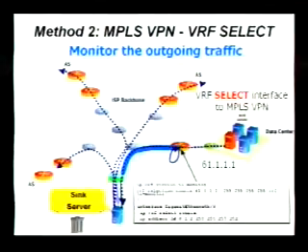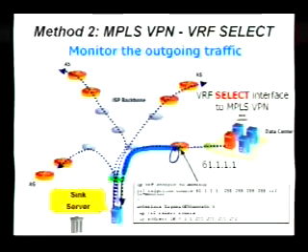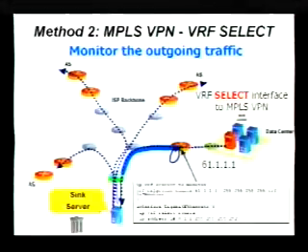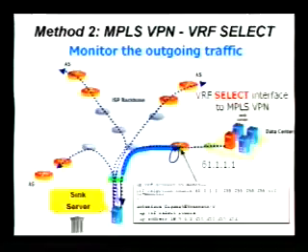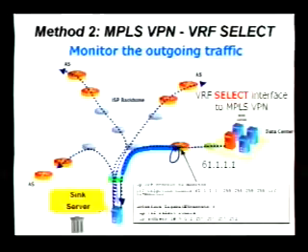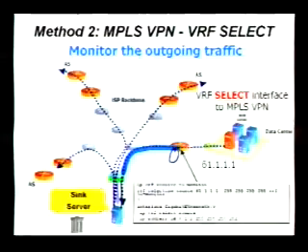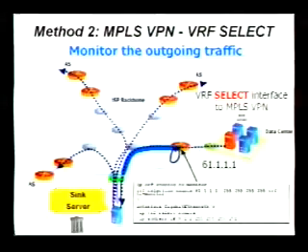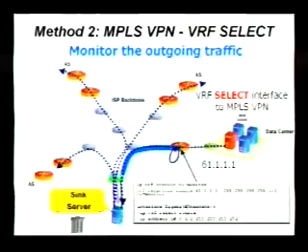The Cisco show command for this is described here. On the VRF, we tell it that we're going to do VRF select source, and then there's the command VRF selection source, which identifies which source IP addresses to match to send on the VRF.